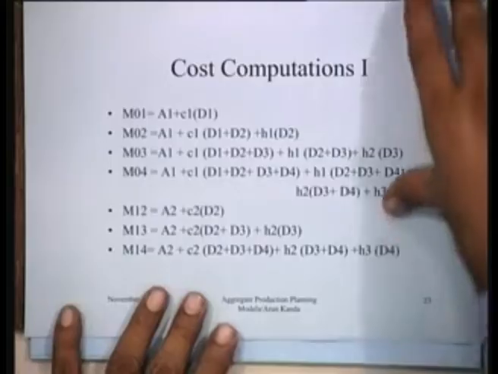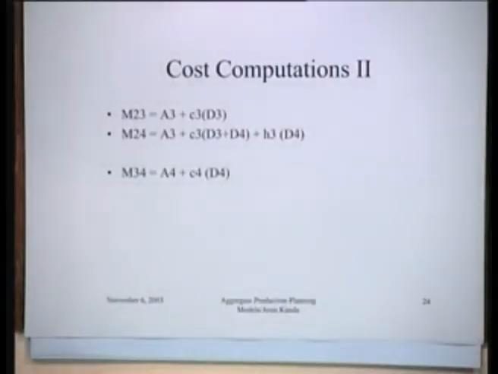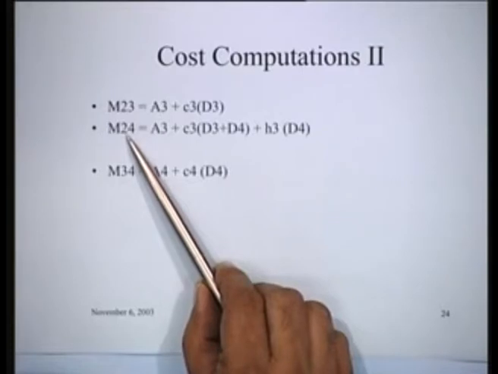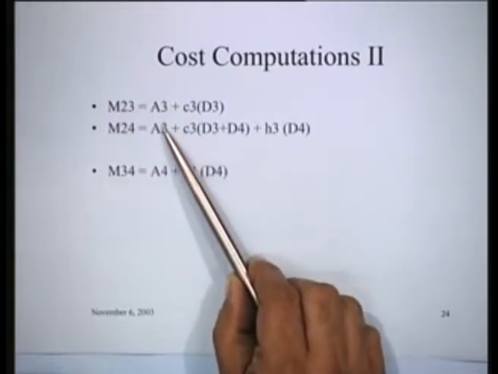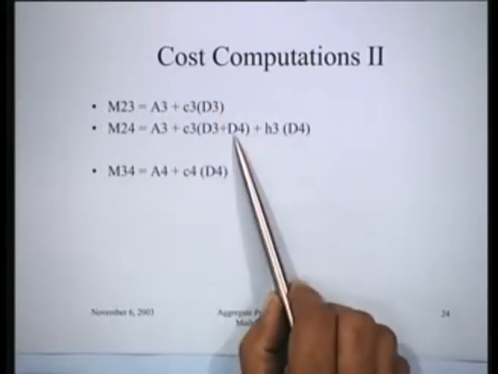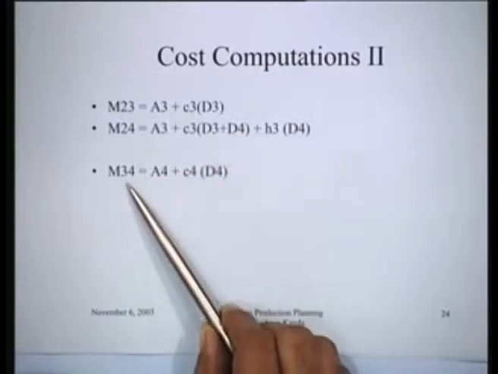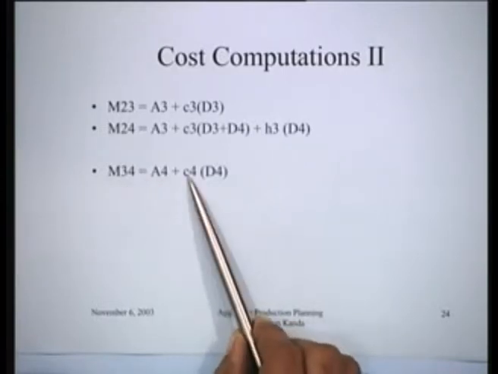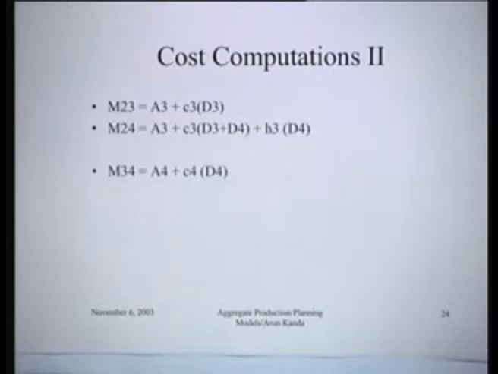Alright. So you know how to write these expressions, each one of them. Then let's talk about the remaining 3 arcs: M23, M24 and M34. M23 and M24 are the cost of producing in period 3. So this is A3 plus C3 into D3, and A3 plus C3 into D3 plus D4, and then H3 into D4, which will have to be carried over. And what is the last arc? M34. This is the cost of producing in period 4 for the requirements of period 4, right? So this is A4 plus C4 D4, that's all. So these expressions have been computed for all the arcs in general, right?